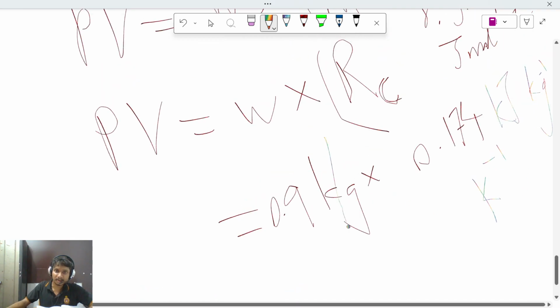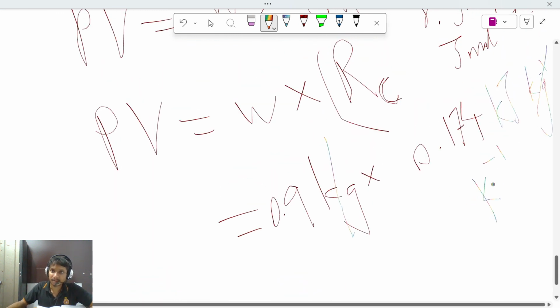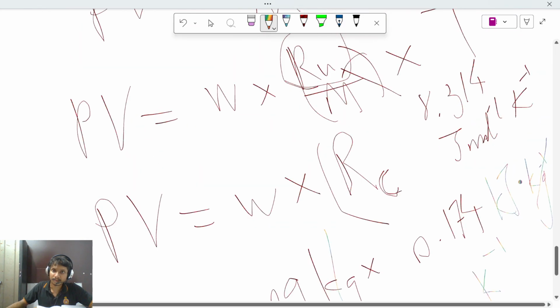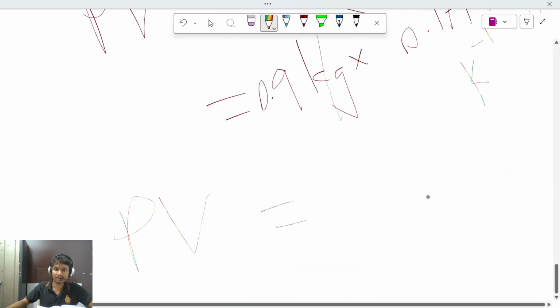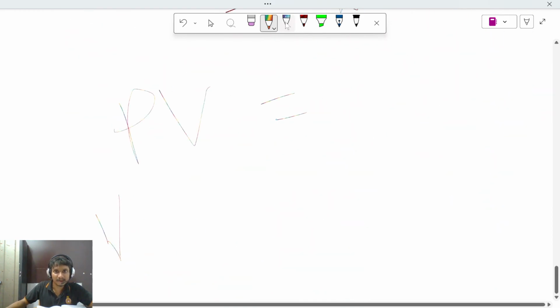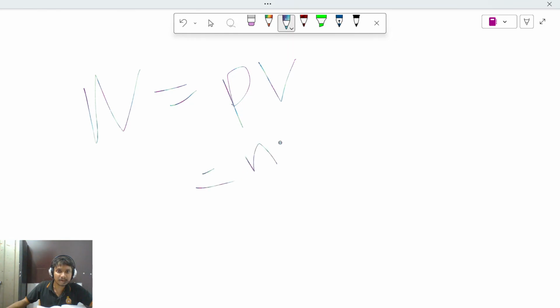The kilogram and kilogram minus 1 will cancel, leaving kilojoule and Kelvin. Okay, don't consider the unit here. You have to memorize only that W is equal to PV is equal to mRT, where m is the mass of the gas and R is RC, the characteristic gas constant.